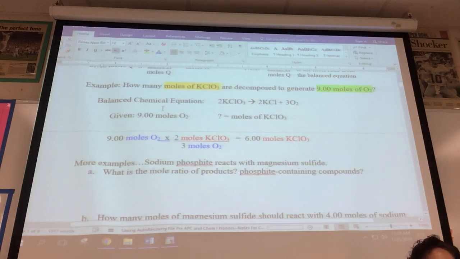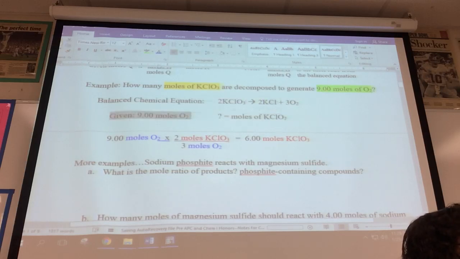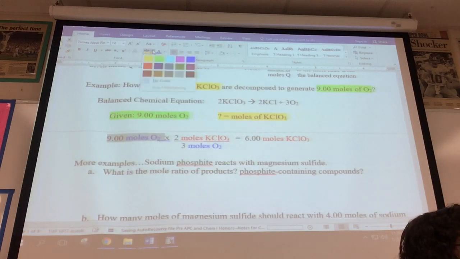Your given will always be a number, a unit, and a substance. Later on in the chapter, you will be provided with 2 givens, and you'll have to determine which one to use. Right now, you have 1 given highlighted in green, shown here. And what we're looking for, moles of potassium chlorate in yellow. Your given is always at the beginning.